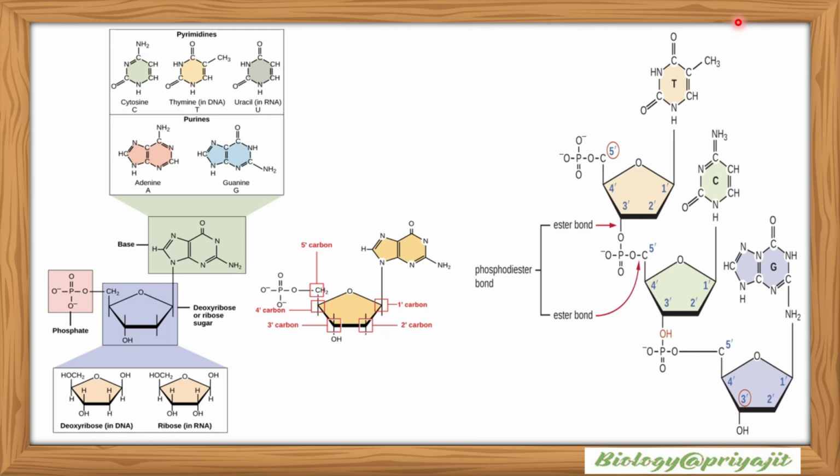So when polynucleotide chains are formed, the nucleotides are bonded with each other with the help of the phosphodiester bond. Why is it named phosphodiester bond? Because two ester bonds are formed. One ester bond is formed within a nucleotide between a phosphate and a sugar, and the second ester bond is formed between the phosphate group and the next nucleotide's sugar. This is known as the phosphodiester bond. It is responsible for the formation of the polynucleotide chain.